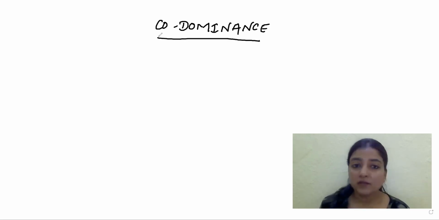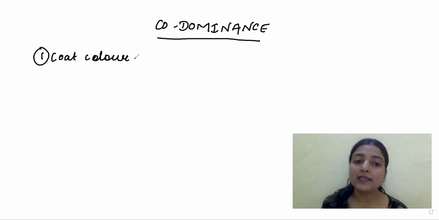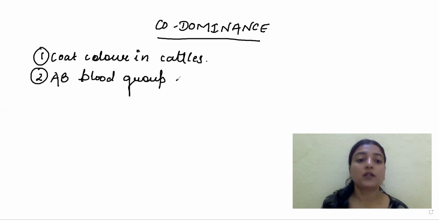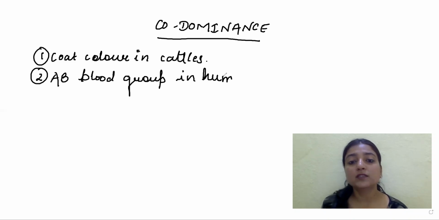Codominance, the name itself tells us that both of the genes are together dominating. So both the genes are here together dominating. We will see the examples. We will deal with two examples: coat color in cattle, and the second example will be the AB blood group in humans. We will discuss the examples, then you will understand codominance properly.